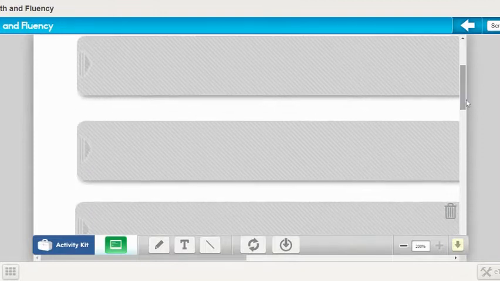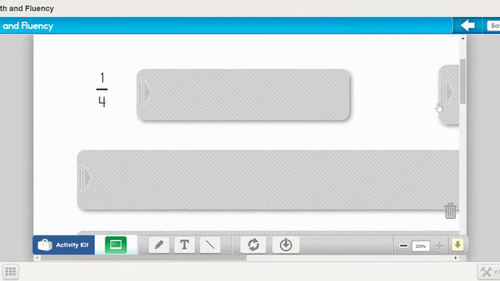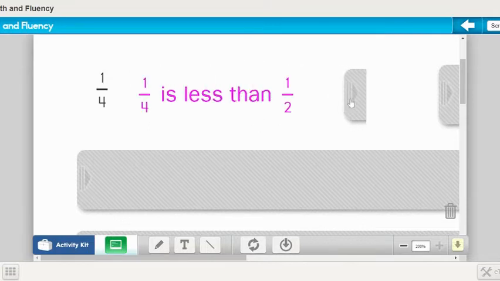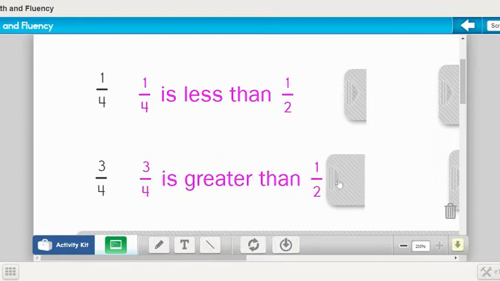Set the screen up correctly here. We have 1/4. Is 1/4 greater than or less than 1/2? 1/4 is less than. You should have your thumb down. Let's do another one. 3/4. Is 3/4 greater than or less than 1/2? You should have your thumb up because it is greater than 1/2. We have 2 more to do.